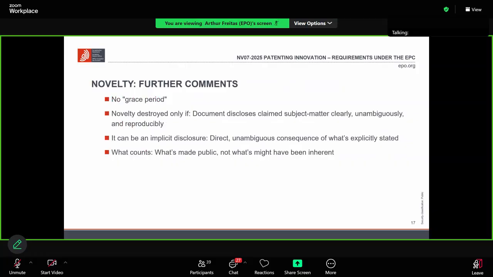Okay, an important comment here is that in Europe, we don't have the so-called grace period that some people know from the States. I'm not super acquainted with their legislation, but I guess that in the States, if you are a researcher and you publish your research, or go to a conference and present your research, you still have a one-year period to file for a patent application. That's not the case here in Europe, okay?